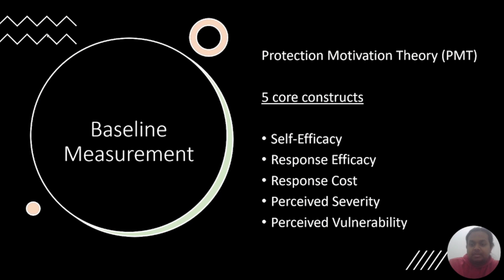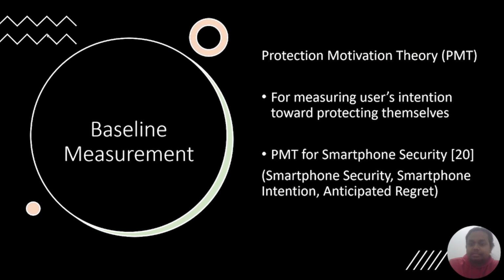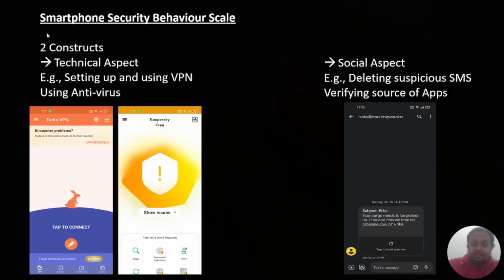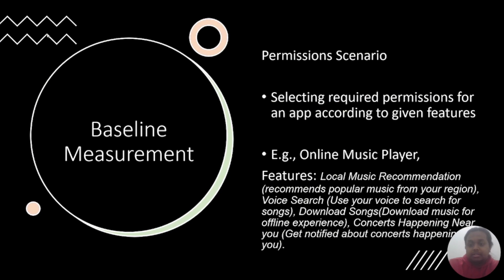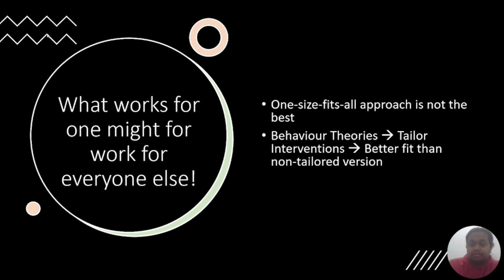For measuring users' baseline awareness level, we leveraged protection motivation theory, which has been used widely in the area of cybersecurity awareness. We leveraged a validated PMT scale developed by Vishwanath and others for measuring the baseline awareness level. We also used the smartphone security behavior scale, which was specifically developed to measure 2 constructs, namely technical and social. We also developed a permission scenario scale that outlines the basic features of an app and asks the users to select necessary and unnecessary permissions according to an app's features.